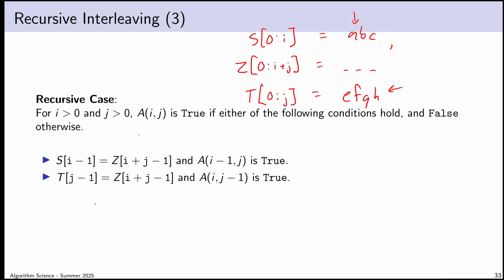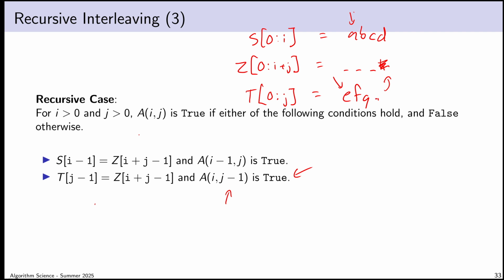Now the other option, which is the second bullet point, is suppose the last character of Z is an H. Well, then the H has to come in from T, so the recursive subproblem that I'm now solving is the one where I get rid of this H, and I'm trying to interleave the remaining characters of this substring of T, up to character j minus 1, with all of the characters of this substring of S, up to character i, to form the rest of Z. Okay, so I have these two cases.